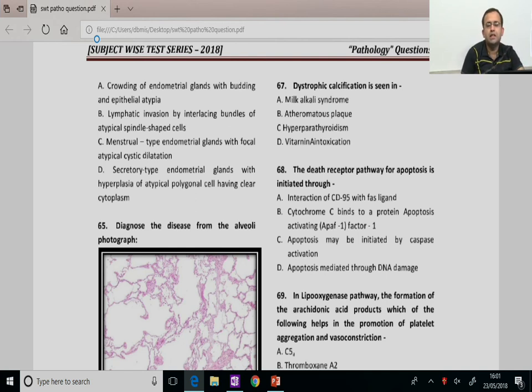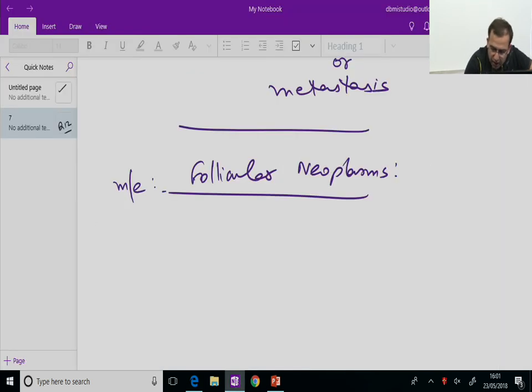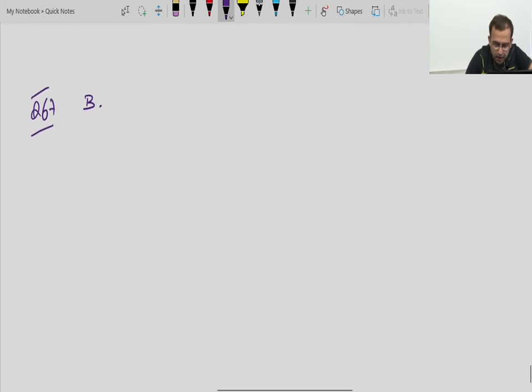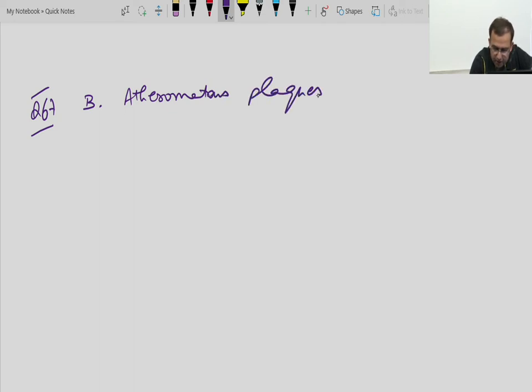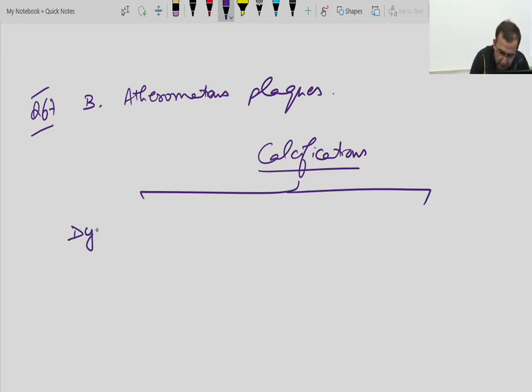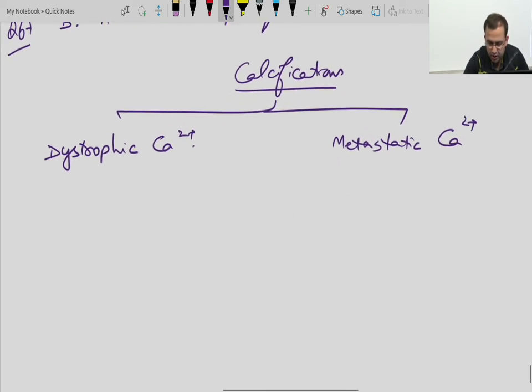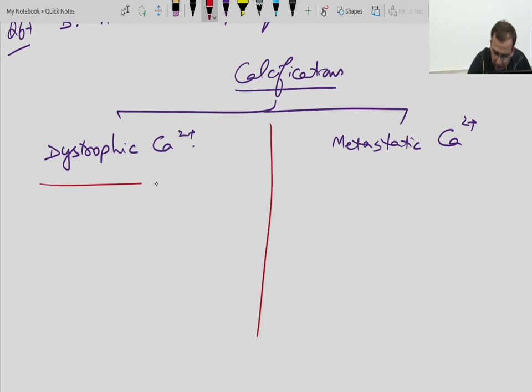Next, this gets us to question number 67. Dystrophic calcification is seen in atheromatous plaques. The answer is B. Dystrophic calcification is seen in atheromatous plaques. So, before we go further, let us have a look at this. Calcifications are of two types: dystrophic calcification and metastatic calcification.